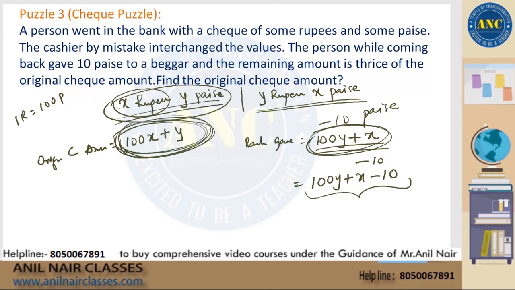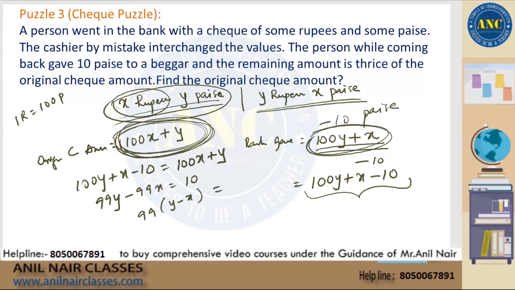So the relation given to us is 100Y plus X minus 10 is equal to 100X plus Y. Let's simplify this. 100Y minus Y will be 99Y. Now X minus 100X is minus 99X, which is equal to 10. So you have 99Y minus 99X is equal to 10, that is, 99 times (Y minus X) should be equal to 10.